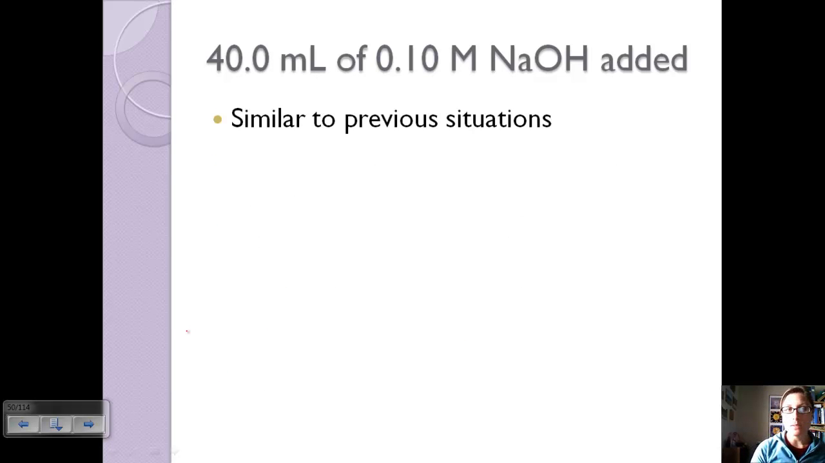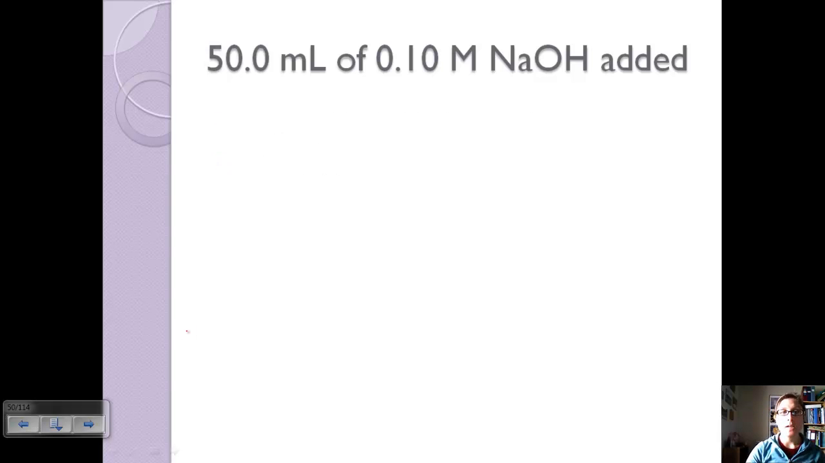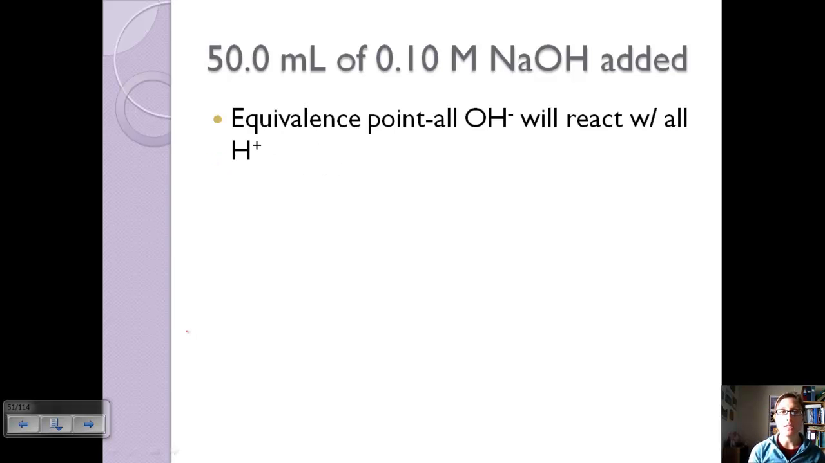Okay, so now let's add 40 milliliters of NaOH. Very similar to the two problems we did with the 10 and the 25 milliliters. And so you can go through and do this, but you should get a pH of 5.35. So now let's move on to 50 milliliters.